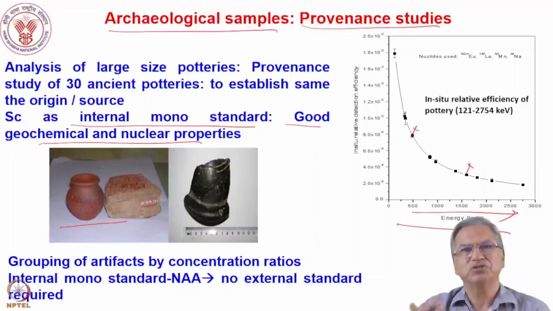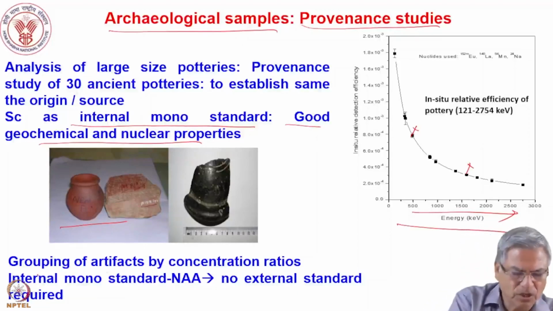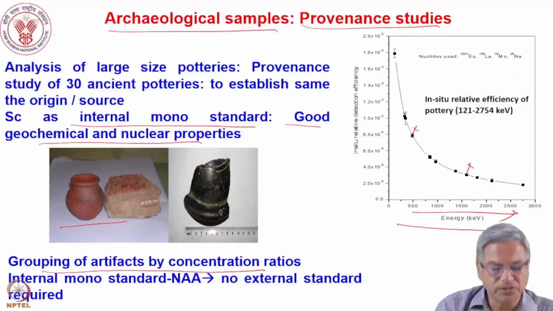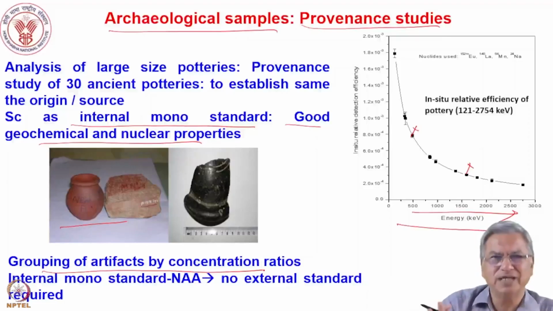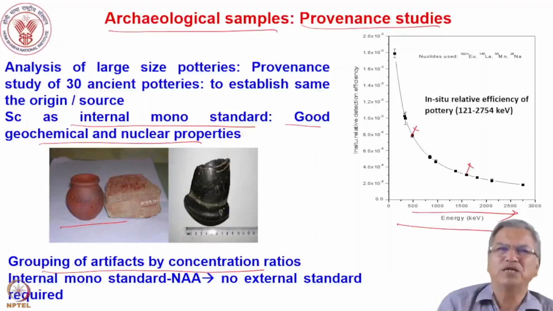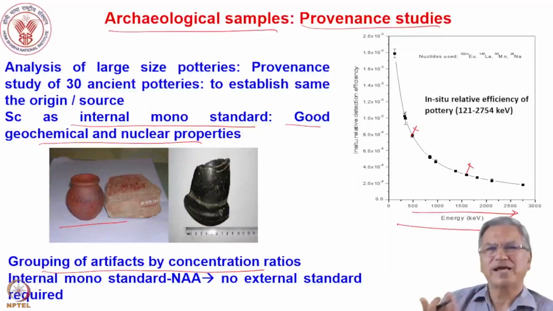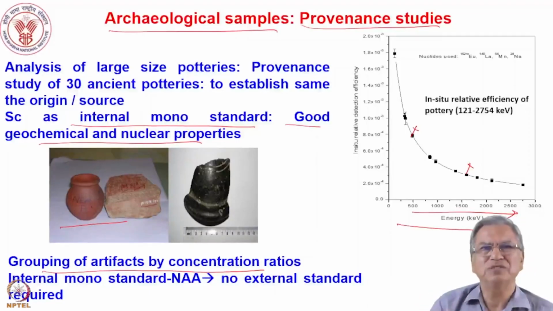You can determine the concentration of all other elements. And so you can now do the provenance study. You can generate the data of the concentration of a certain group of elements which will characterize the particular pottery. And then this is the kind of study you can do. You do not need any external standards, because initially you don't know what elements are present in that. So this is the kind of research one can do to characterize samples of ancient origin in archaeology.